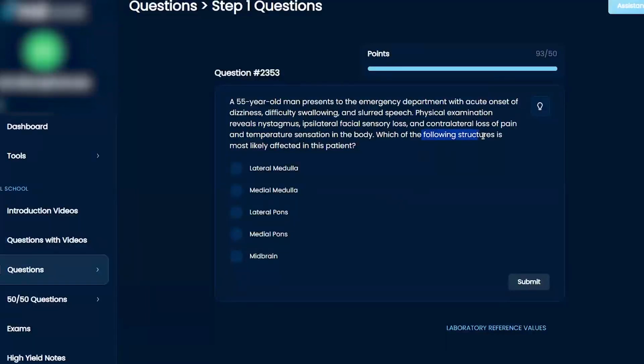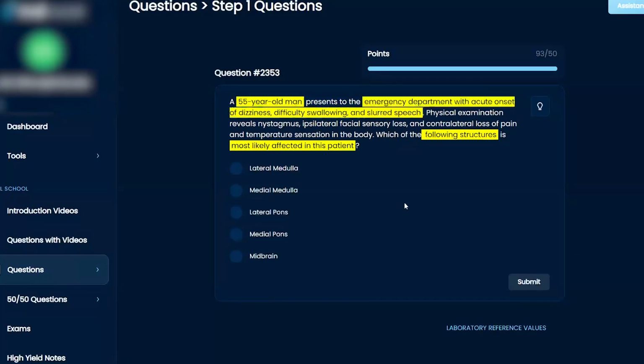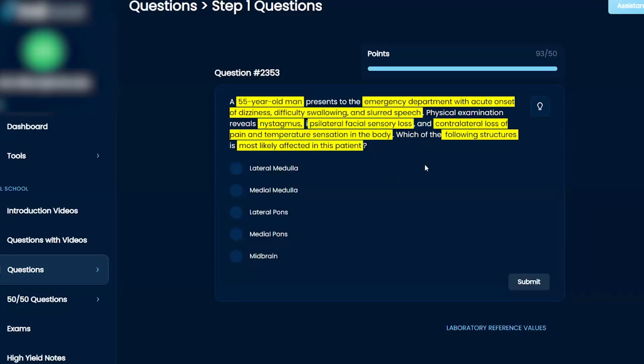Okay, which of the following structures is most likely affected in this patient? Lateral medulla, medial medulla, lateral pons, medial pons, or midbrain. A 55-year-old man presents to the emergency department with acute onset of dizziness, difficulty swallowing, and slurred speech. Physical exam reveals nystagmus, ipsilateral facial sensory loss, and contralateral loss of pain and temperature sensation in the body.